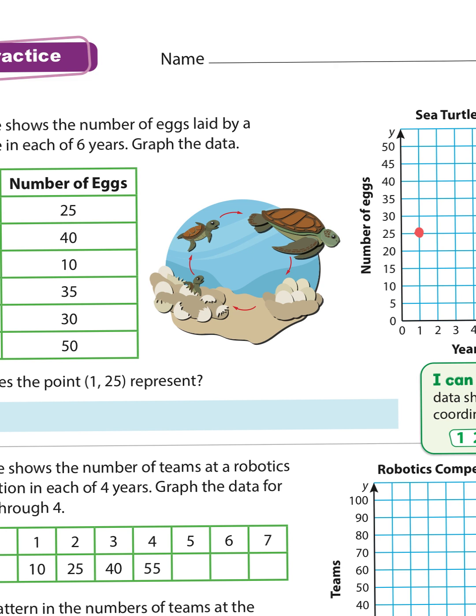In year 2, how many eggs? 40. In year 3, how many? 10. Okay, somebody other than Chase. In year 4, how many eggs? 35. In year 5, how many eggs? 30. And then year 6? 50.